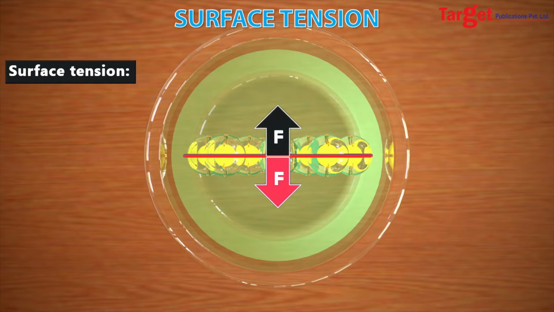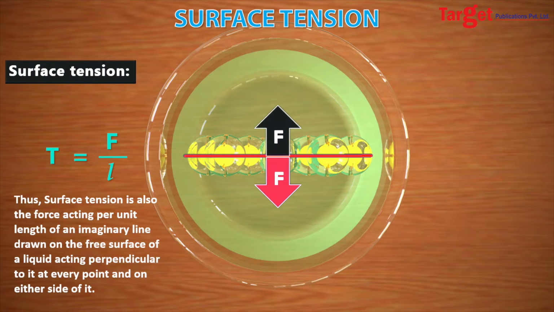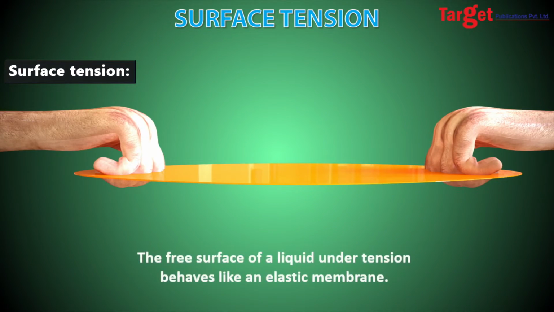The formula for surface tension is then given by the force acting per unit length of an imaginary line drawn on the free surface of a liquid, acting perpendicular to it at every point and on either side of it. Thus, the force F divided by the length of that line will give us the magnitude of surface tension. The free surface of a liquid thus behaves under tension, almost like an elastic membrane.